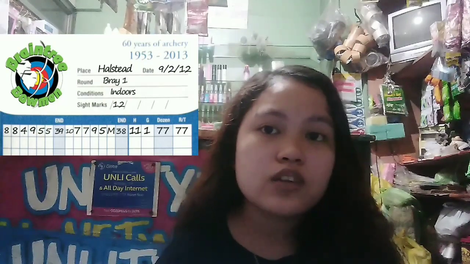Each end, add up the score for the 6 arrows and write it in the end box. Repeat the process for the next 6 arrows. Add up the scores for both ends on the line and write that in the dozen box. The final box on the line is the RT, or running total, which for the first line is the same as the dozen figure.